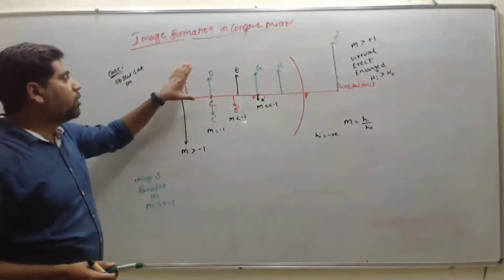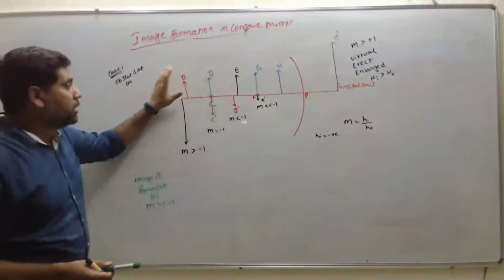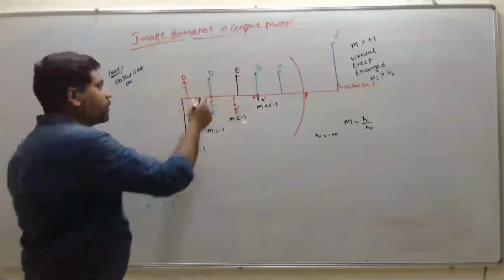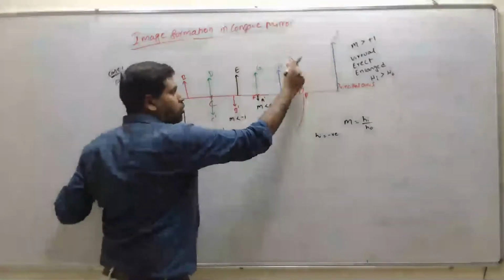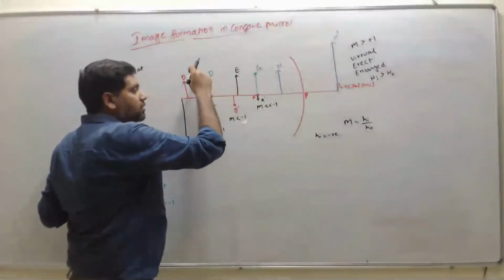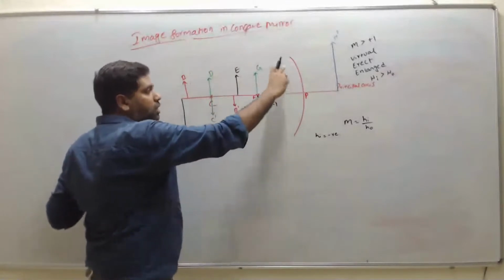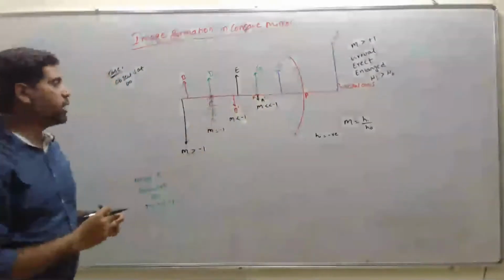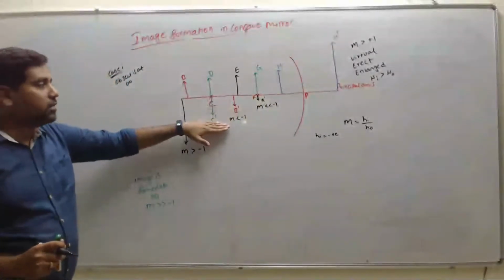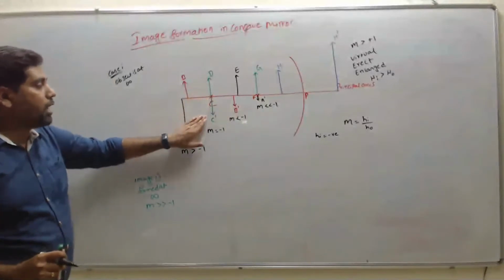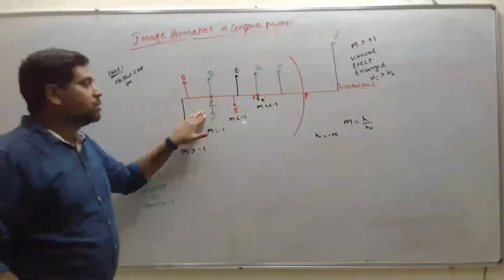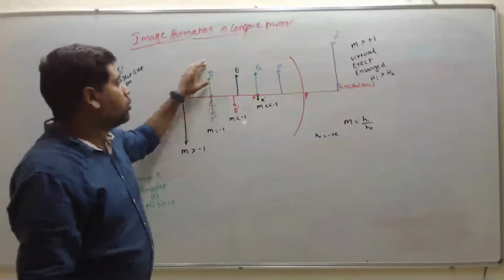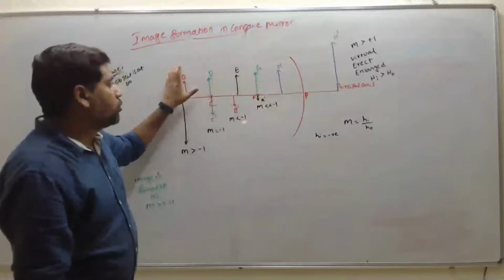For every object, to find the image we have to draw a minimum of 2 rays. From here we take one ray parallel to the principal axis and a second ray passing through the focus. After these two rays are reflected, they meet at one point, and only then can we say the image is formed at C, right? For short answers, that is for 1 mark, we can't draw all that. That's why we have to remember it like this.